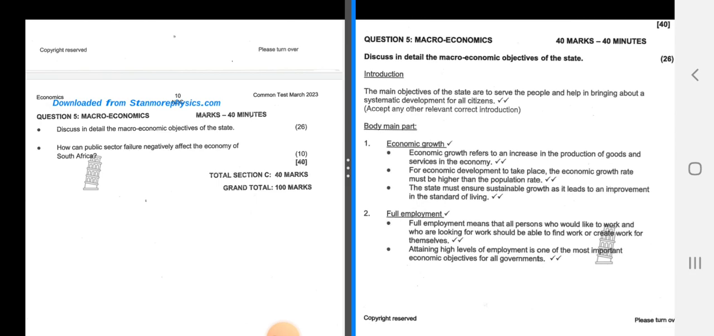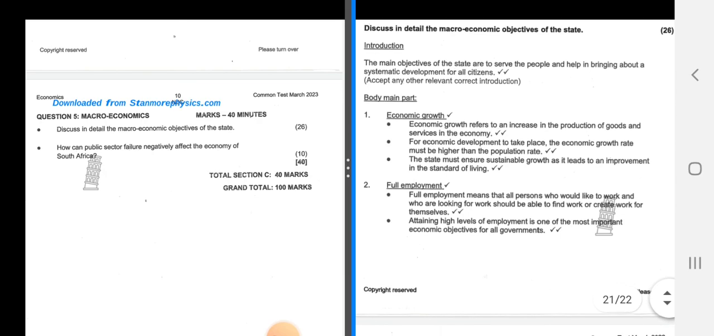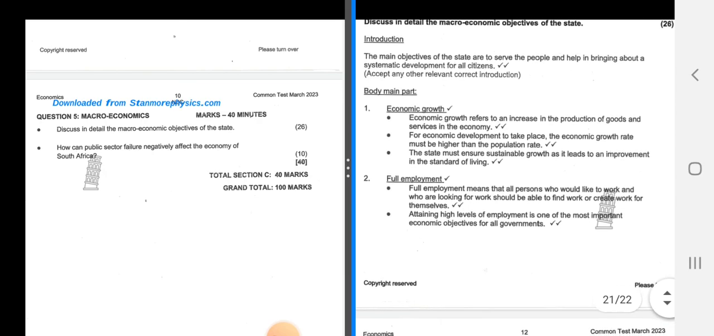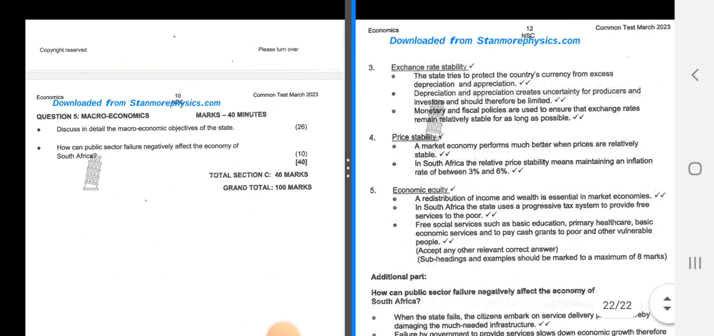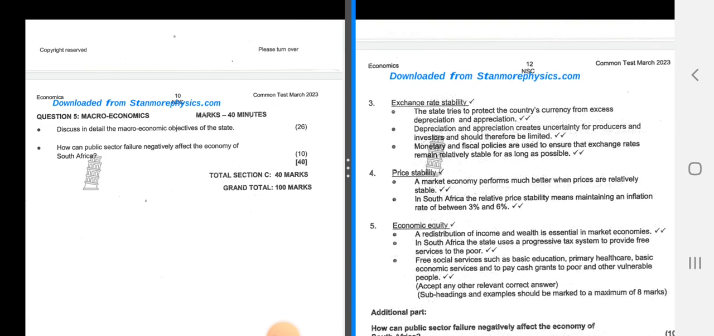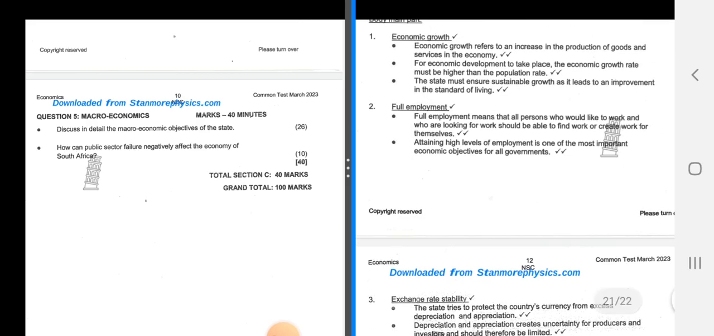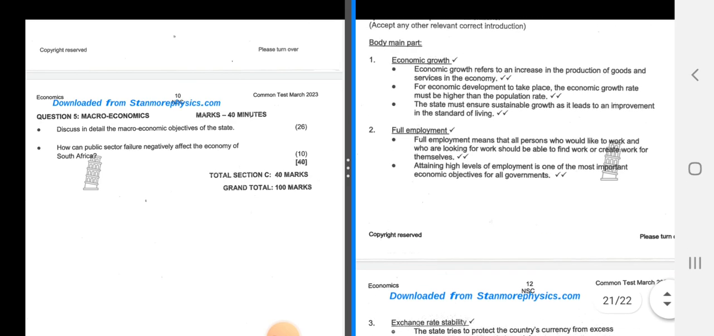And then question 5, discuss in detail the macroeconomic objective of the state. Introduction, what is the main objective of state? Explain that, and then you're going to talk about the main objective of state under economic growth, full employment, exchange rate stability, price. So the objectives of state, what the state wants to achieve with regards to economic growth, full employment. You can even just say the heading and say economic growth, what the state wants to achieve.